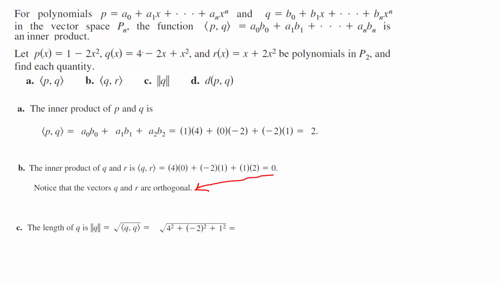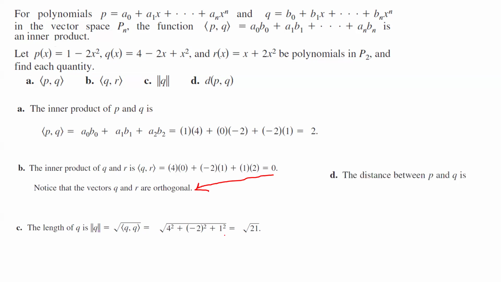This is a sub 0, this is a sub 1, and this is a sub 2. So you take each coefficient and raise it to the second power and add them all together. It is equal to the square root of 21. So the length of this polynomial is the square root of 21.